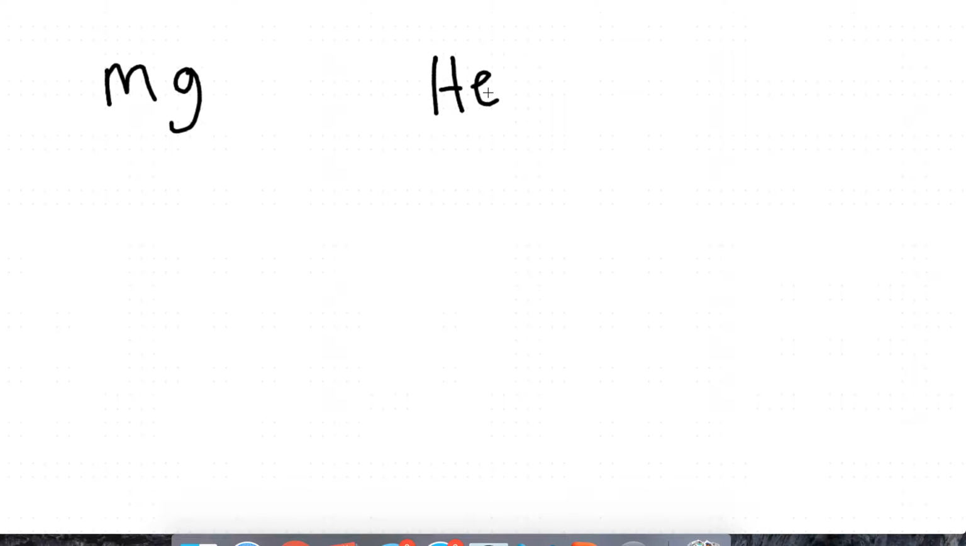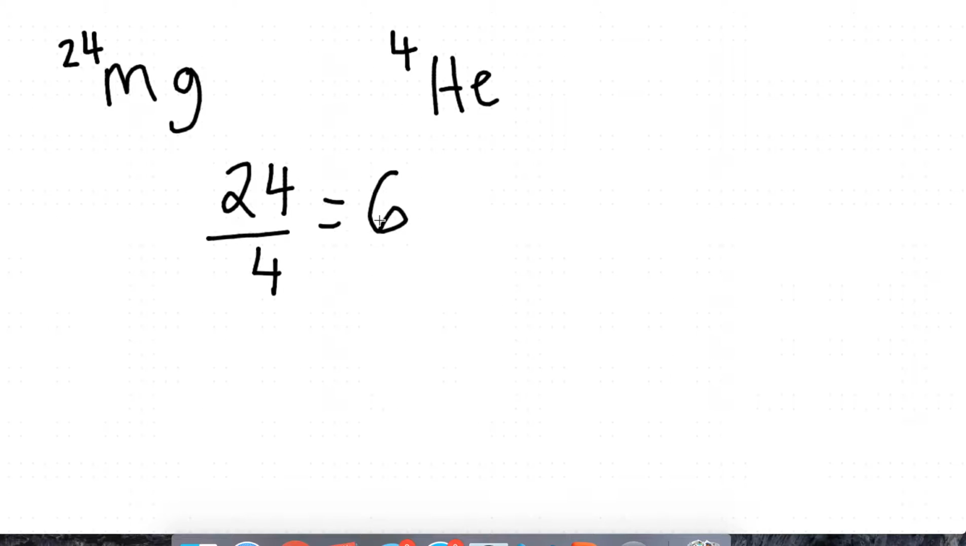Okay, so how many times larger is the mass of a magnesium atom compared to that of a helium atom? What is the mass of a magnesium atom? If we look at the periodic table, the nucleon number of magnesium is 24. What is the nucleon number of helium? It is 4. So we already know it. Logically, the mass of a magnesium atom is 6 times larger than that of a helium atom, right? Simply because 24 divided by 4 equals 6. Does that make sense, students?